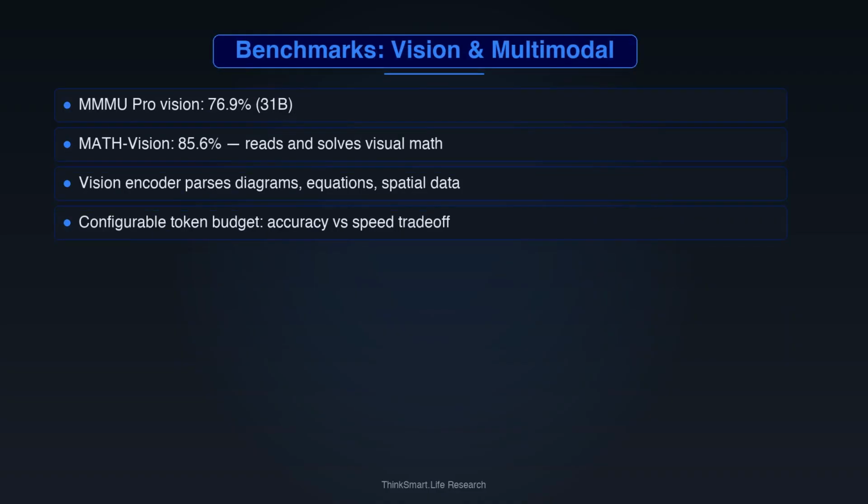Benchmarks, vision and multimodal. MMMU Pro Vision, 76.9% for the 31B model. Math Vision, 85.6%. The model reads and solves visual math problems. The vision encoder parses diagrams, equations, and spatial data. The configurable token budget lets you tune accuracy versus speed for your use case.